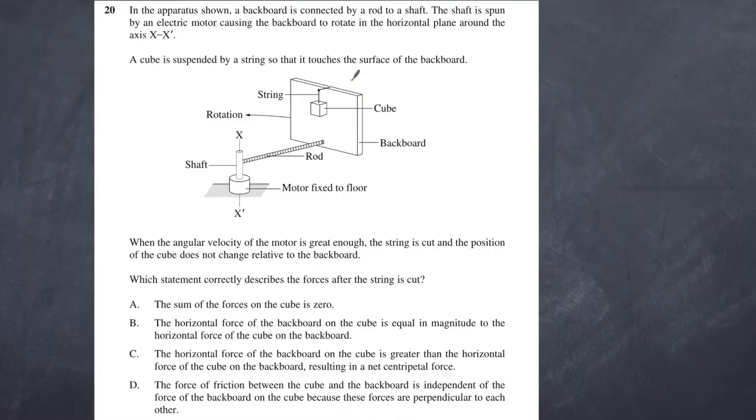Let's have a look at question 20. An apparatus is shown. We have a backboard that is connected by a rod to a shaft, and this shaft is spun by an electric motor, so it's going to go in a circle in a horizontal plane. And we have a cube that is suspended by a string so it touches the surface of the backboard. Then we're told that when the angular velocity of the motor is great enough, the string is cut. And then, surprise, surprise, the cube doesn't move, it stays put.